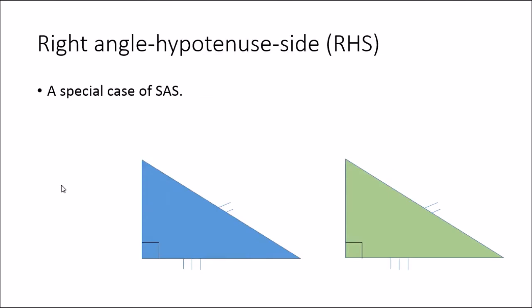Now, another one that you will be expected to know is called right angle hypotenuse side. Now this is for right angle triangles only, and it's really just a special case of side, angle, side. So you know two sides and a corresponding angle. It just happens that in this case it's a right angle triangle.